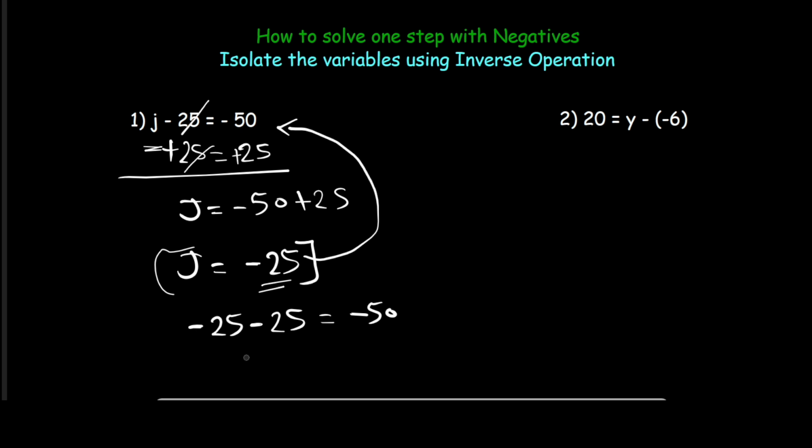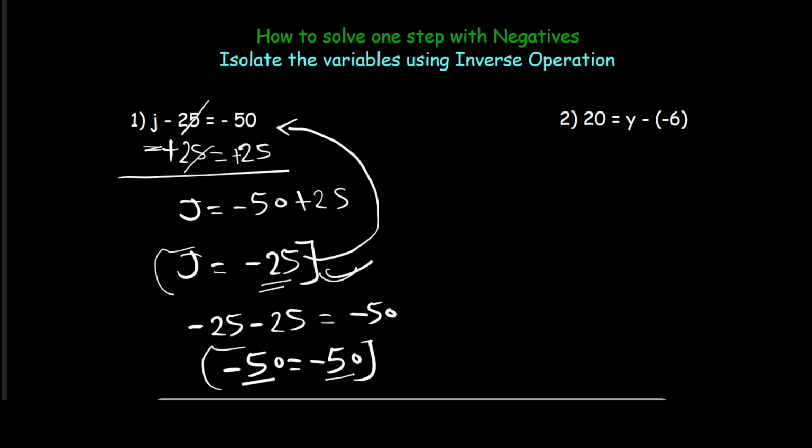So minus and minus gives us increasing value. So it's 50, and here is minus. So minus 50 is equal to minus 50. So it is verified that right hand side is equal to left hand side. So our answer, which is j equals minus 25, is correct.